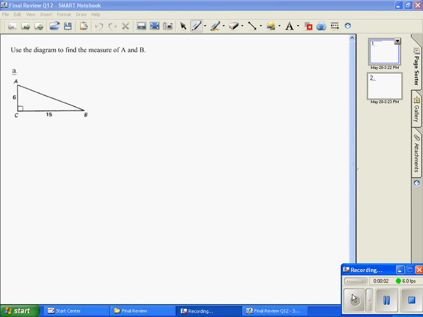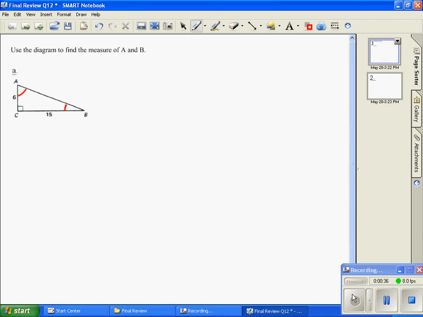Use the diagram to find the measure of A and B. So in this case we're finding angles A and B, this angle and this one. We're going to have to use inverse trig. Once we find one angle, we can subtract that from 90 and that will be fine. So really we only use trig on one of the two angles, although we can do it for both just for the practice. So let's start with angle A.